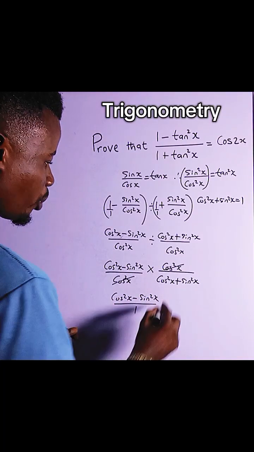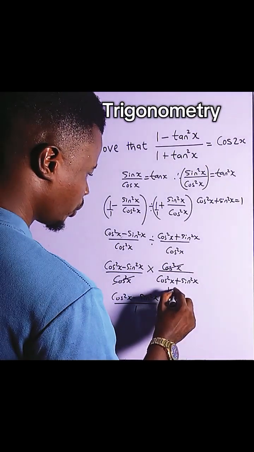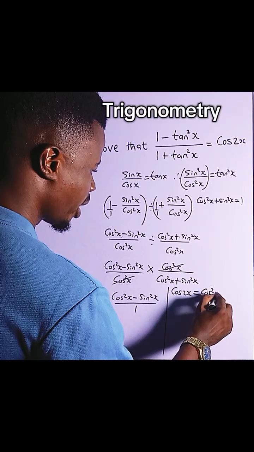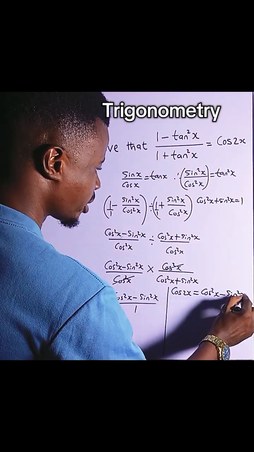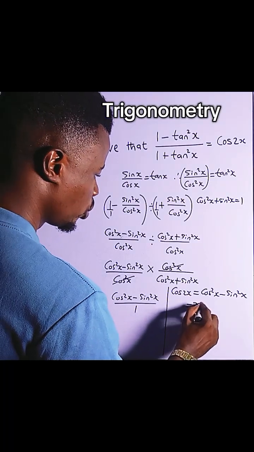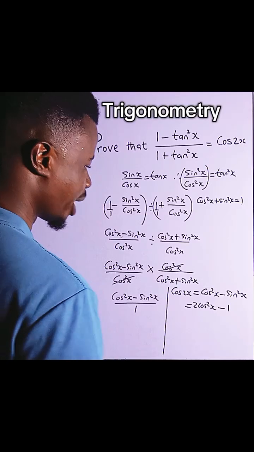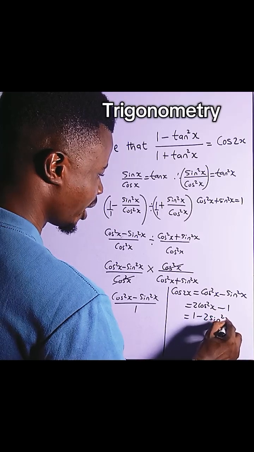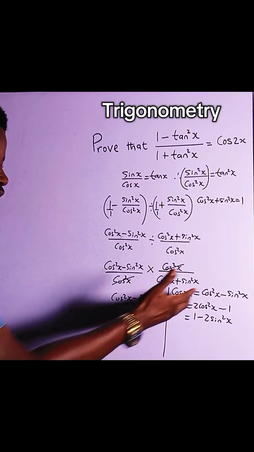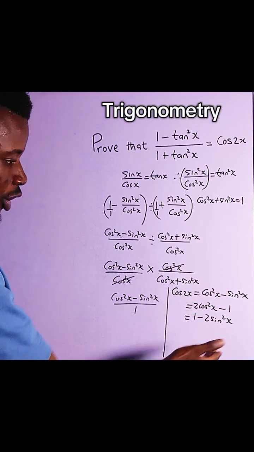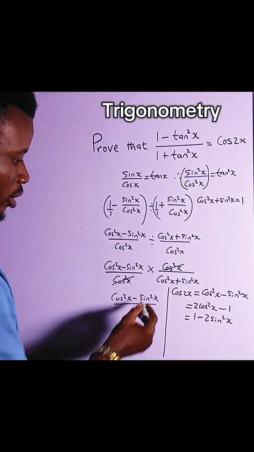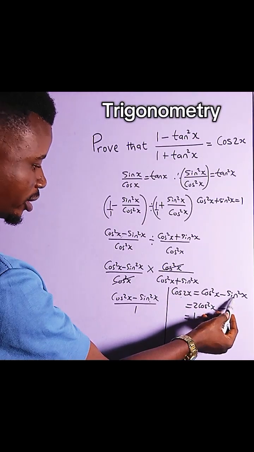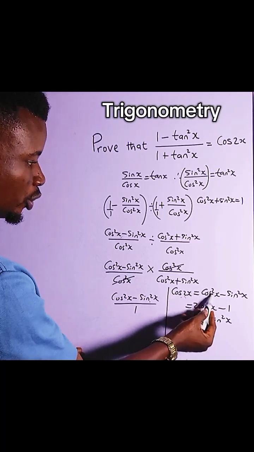Now, if you recall from your compound angles, we have cos 2x is equal to cos square x minus sine square x, which is equal to 2 cos square x minus 1, which is equal to 1 minus 2 sine square x. So it is very important that you recall these trig identities. Now, among these three, which one suits this? Cos square x minus sine square x is cos 2x, right? It is equivalent to this. So we're going to use this to substitute for this back in the equation.